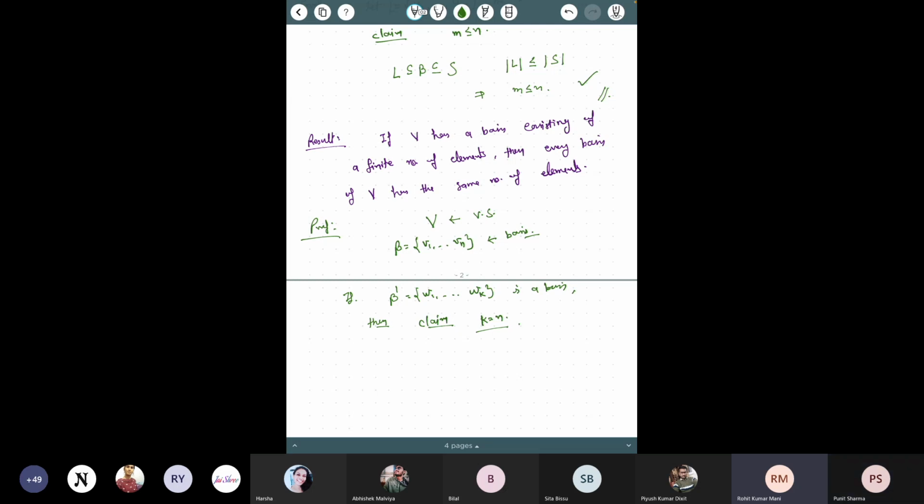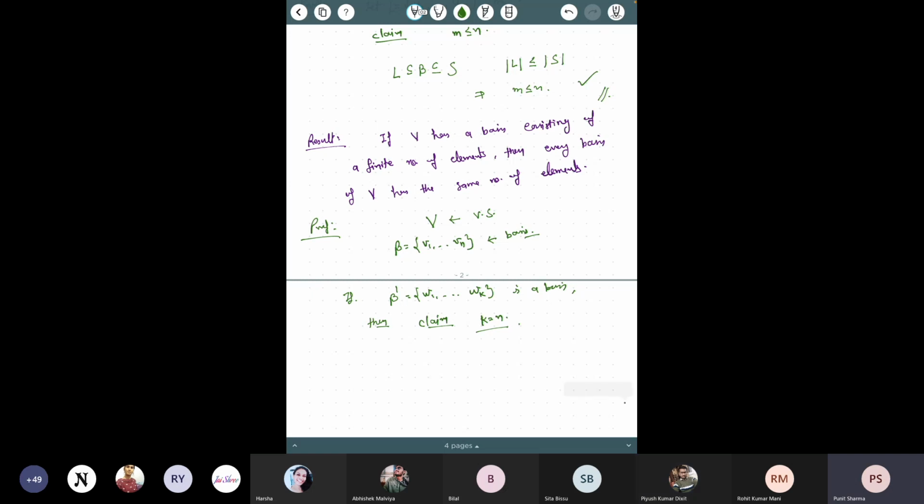Now since beta dash is going to be a basis, it implies it is going to be a linearly independent set. And from the given data, we know that the maximal linearly independent set is going to be finite, so beta dash is also going to be finite, and it will be equal. Yes, sir. Using the result, once with beta and beta dash, and then reversing the roles, it will be done. Yes, exactly. Whatever you said is correct.